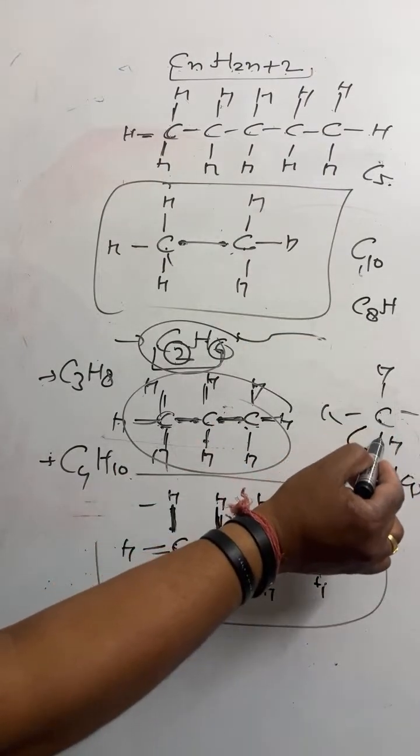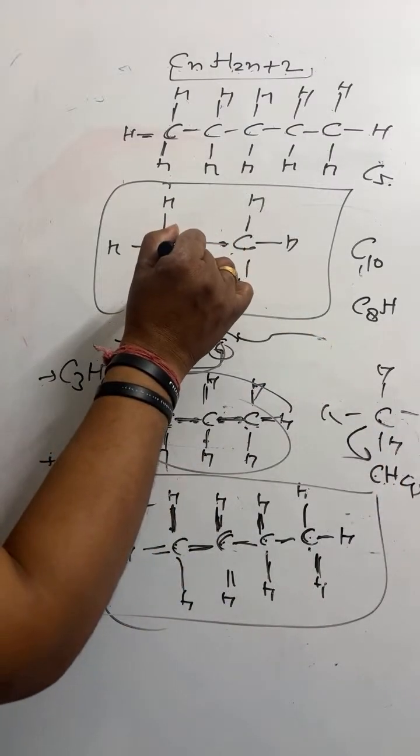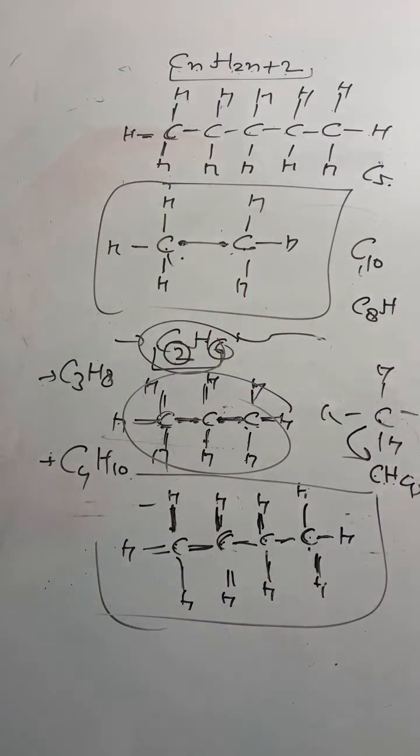One carbon, then methane; 2 carbon, ethane; 3 carbon, propane, P se bana propane; 4 carbon, butane, pentane, hexane, heptane, octane, like that.